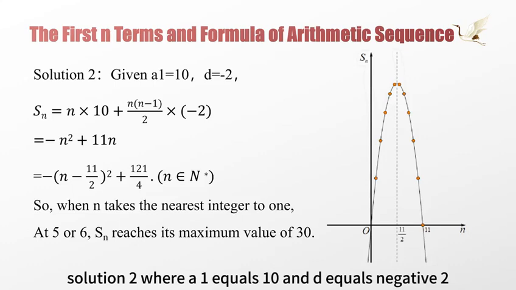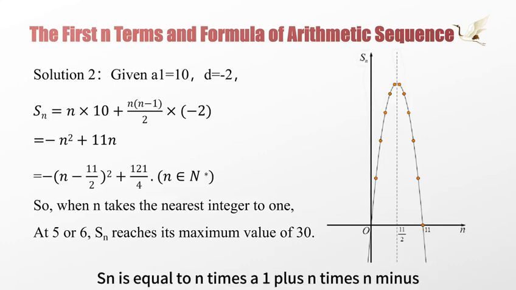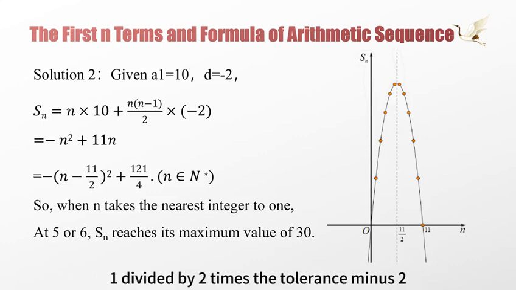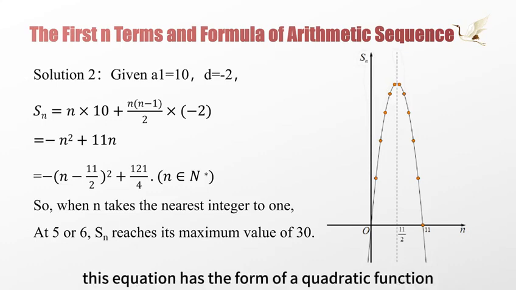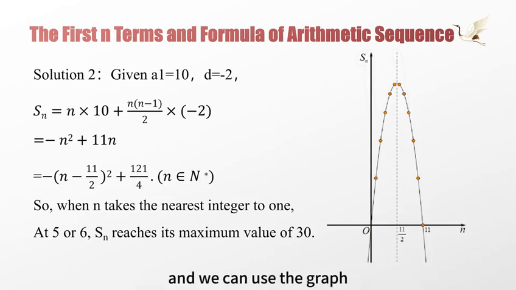Solution 2, where a1 equals 10 and d equals -2. Sn is equal to n times a1 plus n times n minus 1 divided by 2 times the common difference -2, organized as -n squared plus 11n. This equation has the form of a quadratic function with respect to n, and we can use the graph and properties of the quadratic function to study it.